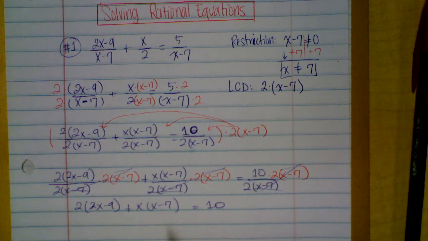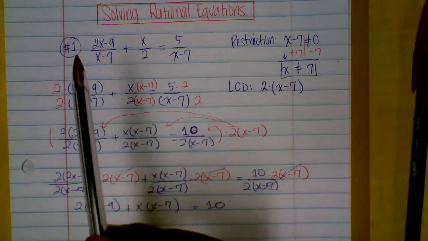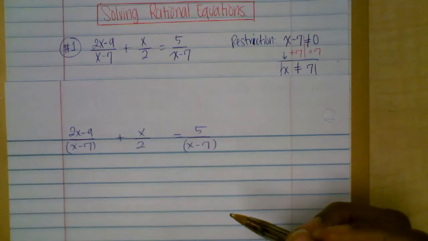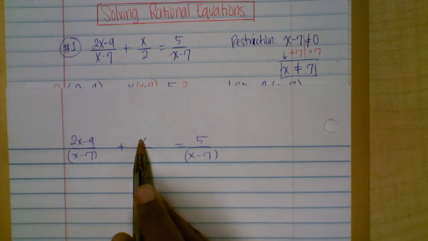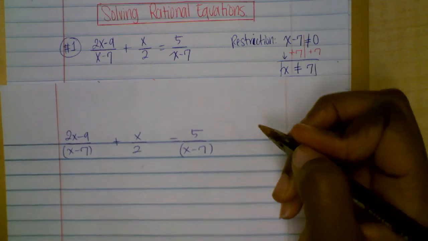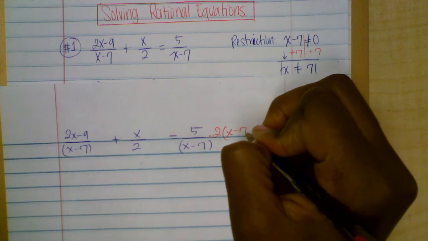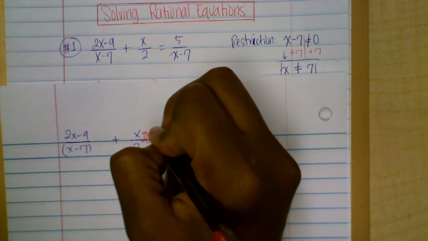You could have also done it another way. Since we found the LCD, you could have multiplied the original equation by the LCD. Let me model this for you. I rewrote the original equation here. We found the LCD, which is 2 times x minus 7, so we're going to multiply everything by 2 times x minus 7. So it should be 2 here, x minus 7.